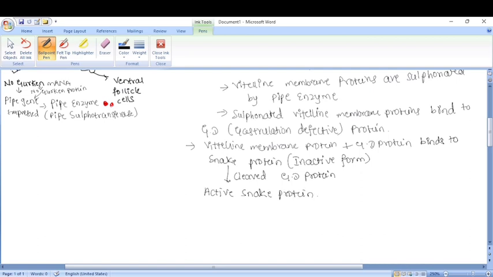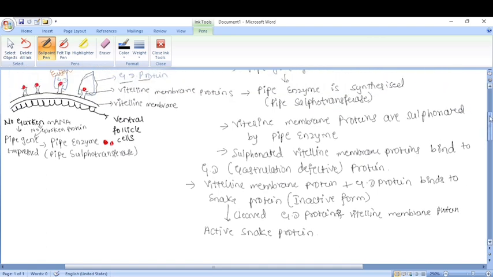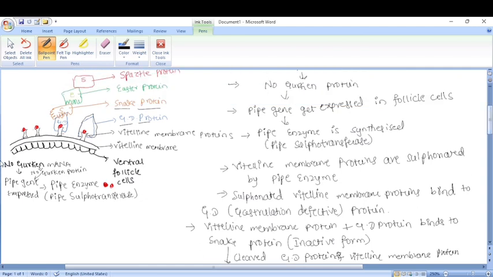Is it clear? Vitelline membrane protein and GD protein will bind to the snake protein, and initially this snake protein will be in inactive form. Later the snake protein will be cleaved by the GD protein and vitelline membrane protein, and it forms the active snake protein. See here, GD protein will cleave the snake protein and it becomes active.